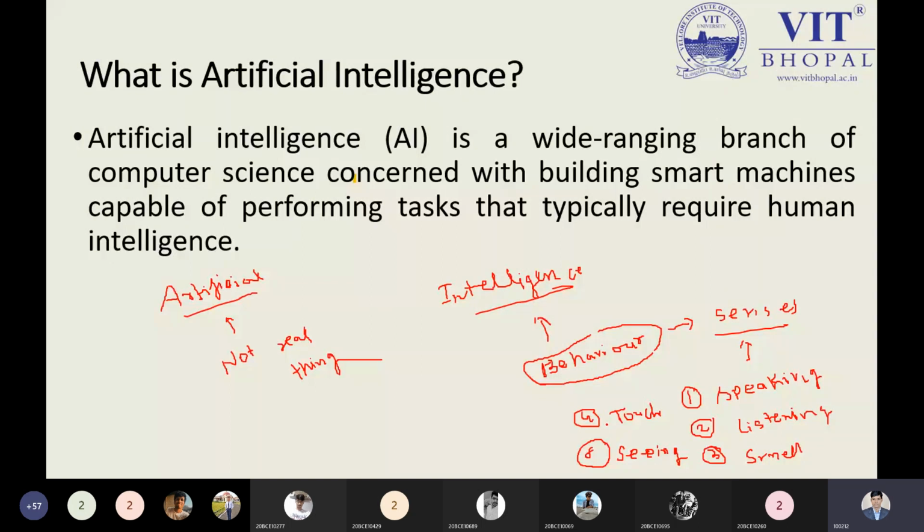And that can be done by the study which is known as artificial intelligence. So artificial intelligence is a wide-ranging branch of computer science in which we understand how we can make smart machines capable of performing various tasks using the various senses, just like a human can do, and that is artificial intelligence. Now this point is clear. Why are we going to artificial intelligence? Now it is clear.